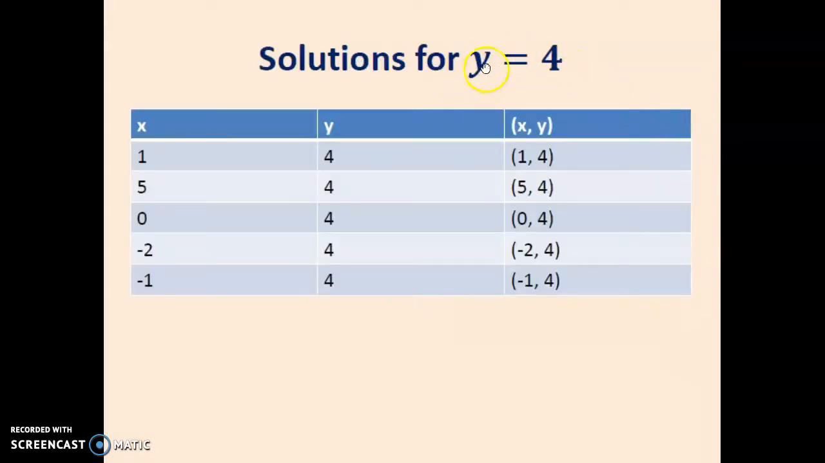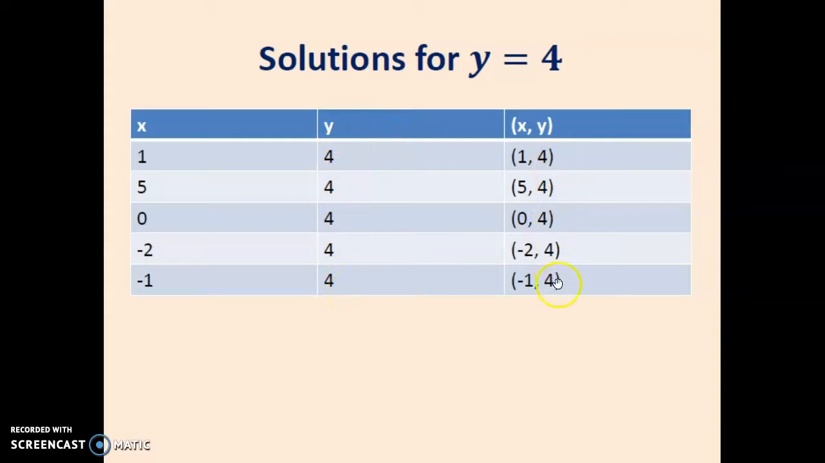So since our equation only has y in it, that means that it does not depend at all on the value of x. This statement tells us that y equals 4, and since x is not there, x can be anything we want, but the y has to be 4. So we can let x vary, and I just chose some arbitrary values for x: 1, 5, 0, -2, -1. But since there's nowhere to plug them in, and we know that y is equal to 4, the y value is always 4.